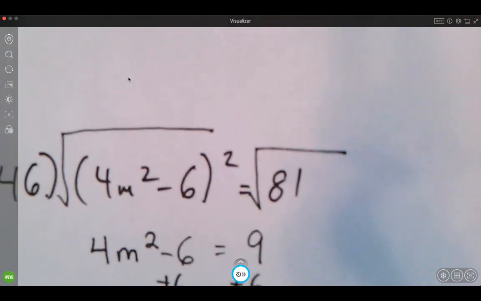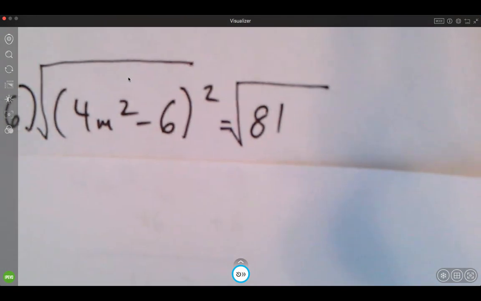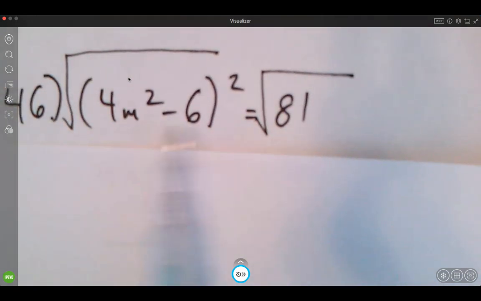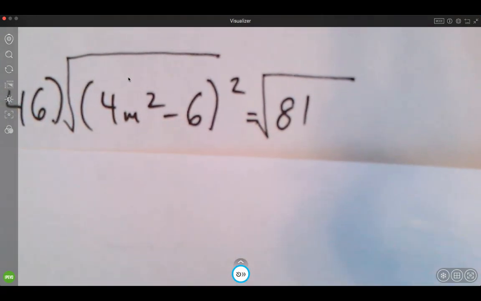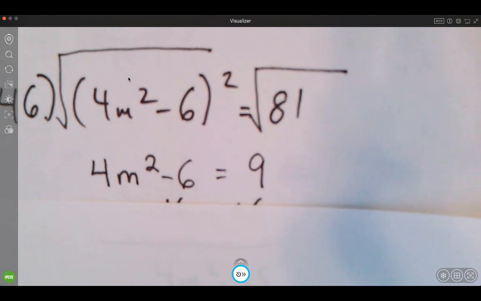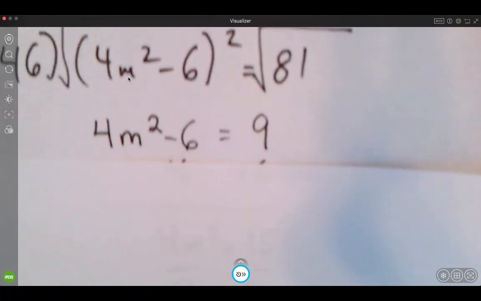Number 46 wasn't as bad. If you look here, I did like it because you had to square root twice. So you square root once in the beginning, right? You get that equal to 9, right?